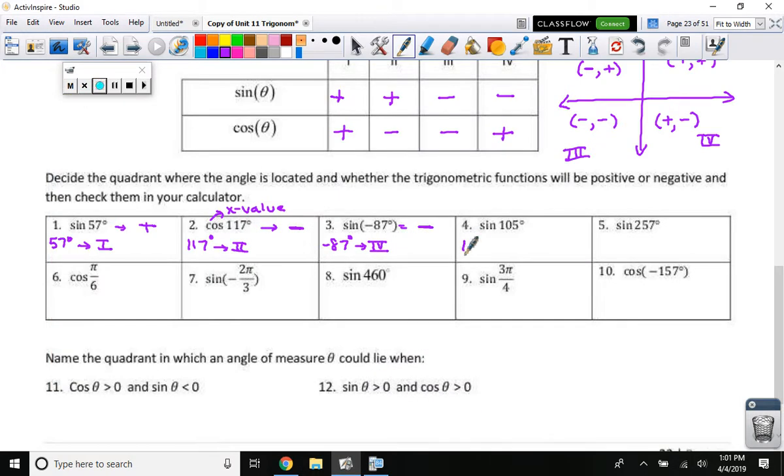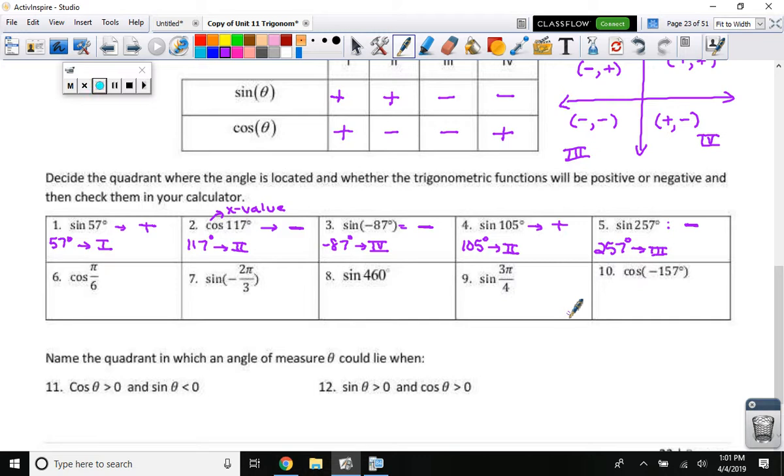So 105, quadrant 2. This would be drawn in quadrant 2. It's the y value, so if I'm in quadrant 2, the y value is positive. 257. That angle is in quadrant 3. Both x and y are negative, but sine is the y value, so my answer would be negative.